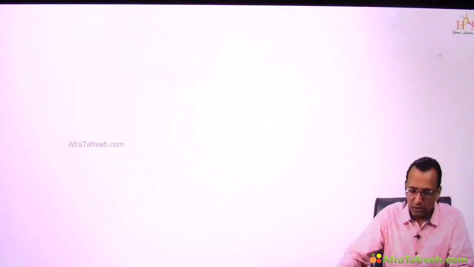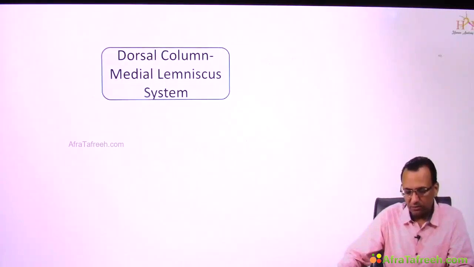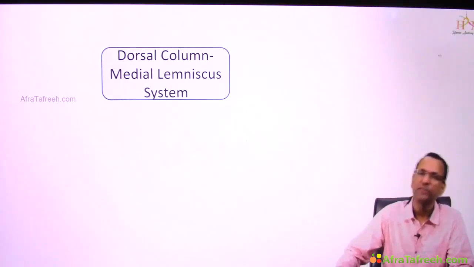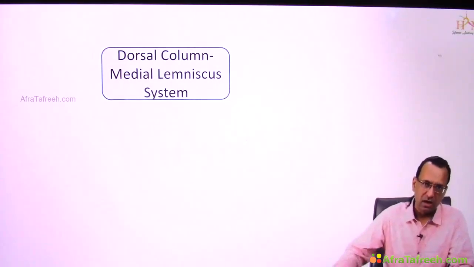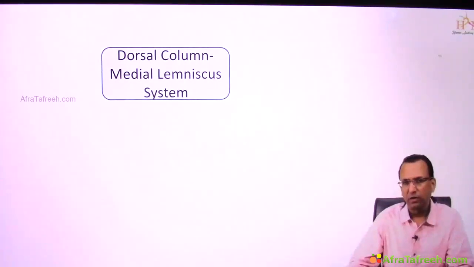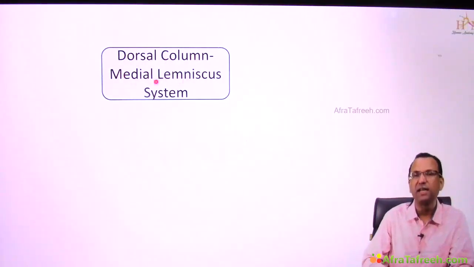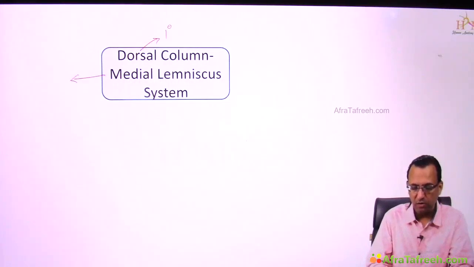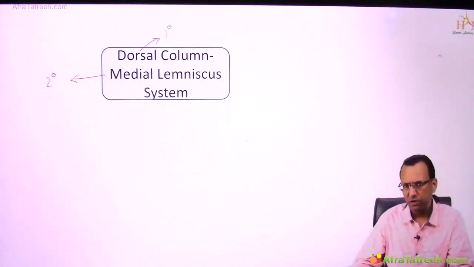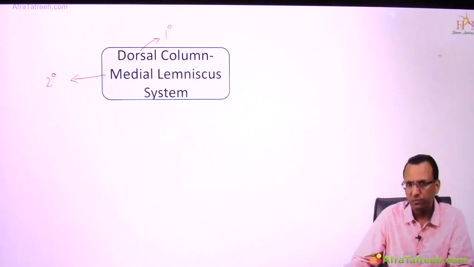Then you are looking at the details of the dorsal column medial lemniscal system, before you proceed further with the previous section of the spinal cord. So you want to talk more about the dorsal column. What is this medial lemniscus? That is the continuation. This is the first order neuron and that is the second order neuron. Yes, there's a third order also.